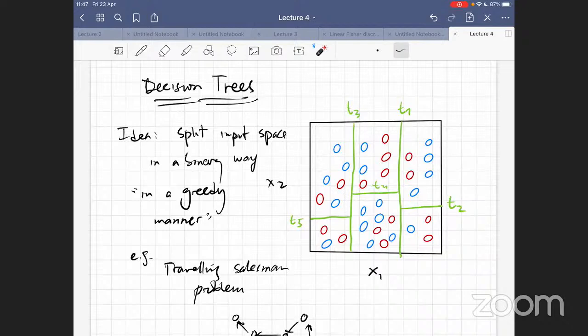It's time consuming in the sense that for every split, you need to evaluate all the points for every dimension. Of course, if you have a lot of dimensions, it's going to be very computationally expensive, but this is the way decision trees work.